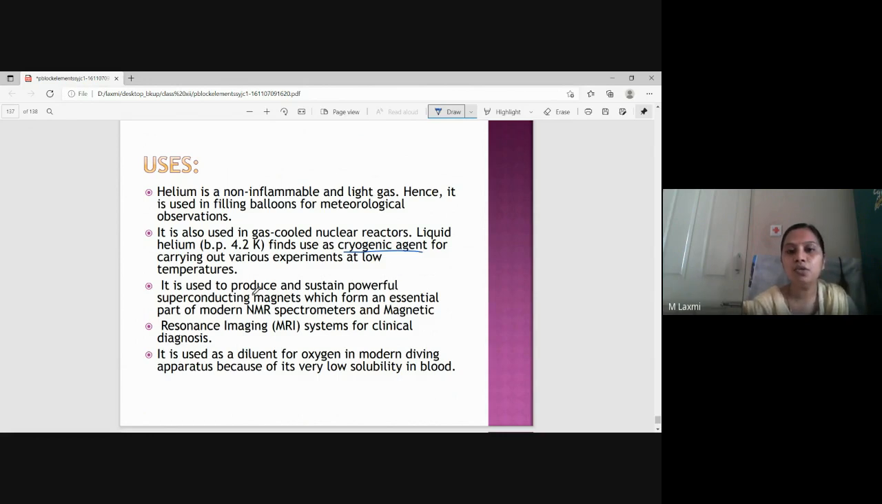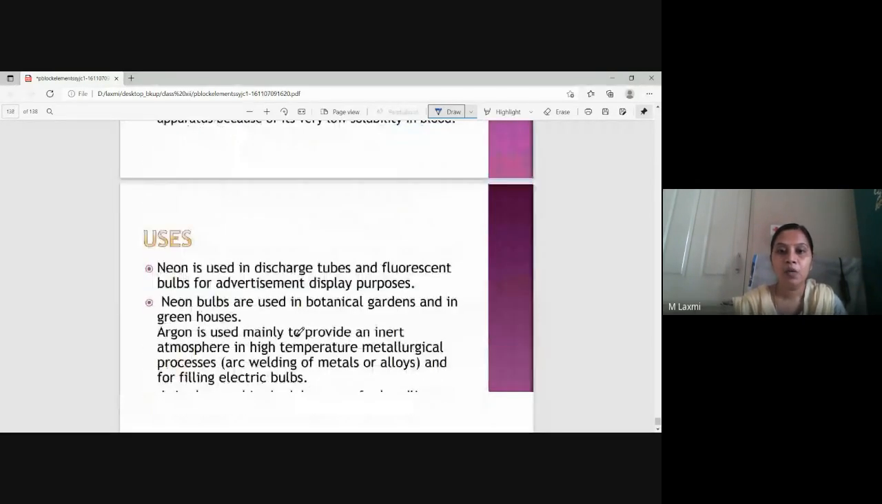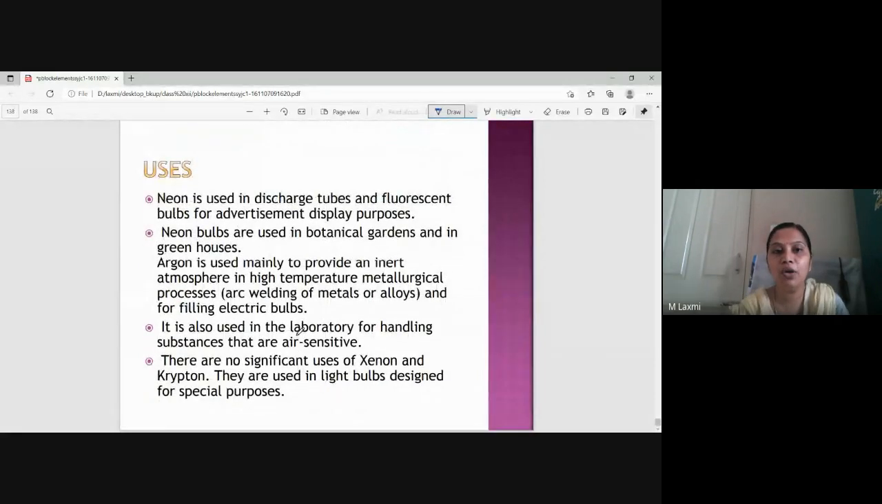Then it is used to produce powerful superconducting magnets which are used in nuclear magnetic resonance spectrometers as well as in MRI scan, that is magnetic resonance imaging, which are used for clinical diagnosis. It is used as a diluent of oxygen in modern diving apparatus because it has low solubility in the blood. What about neon? You know, neon light.